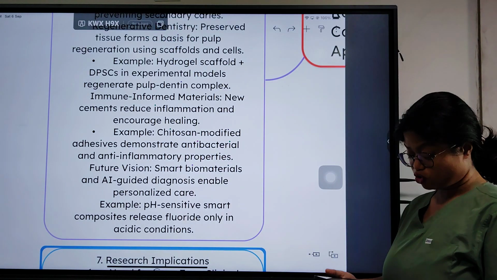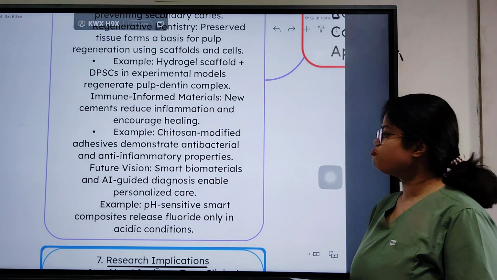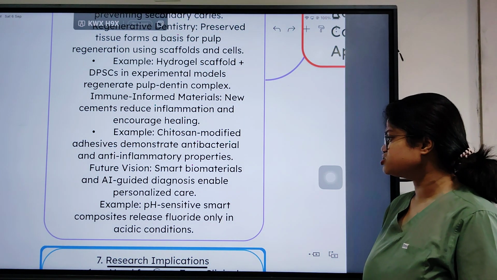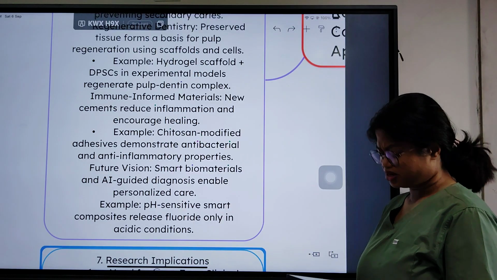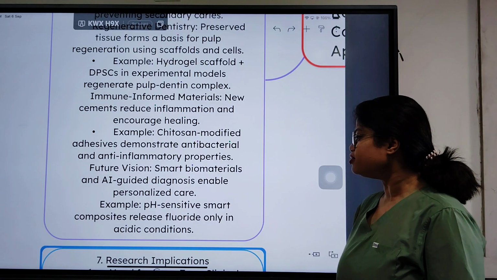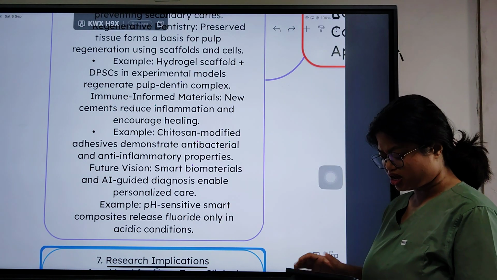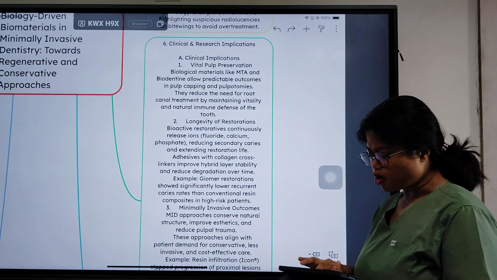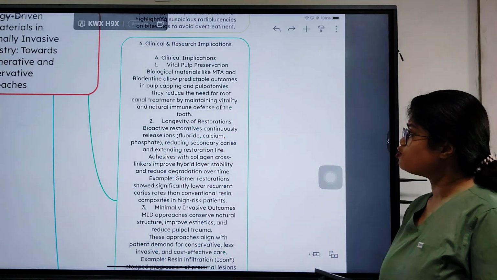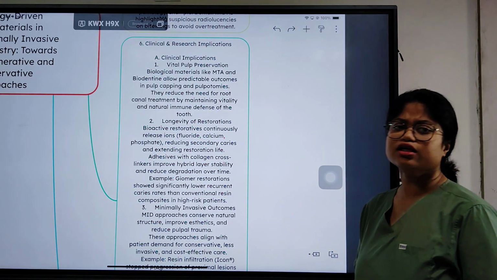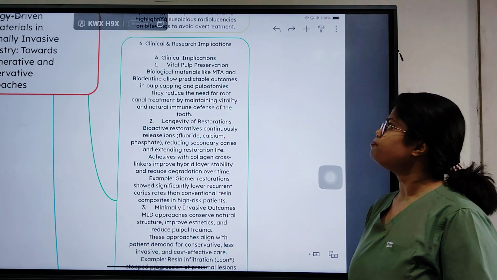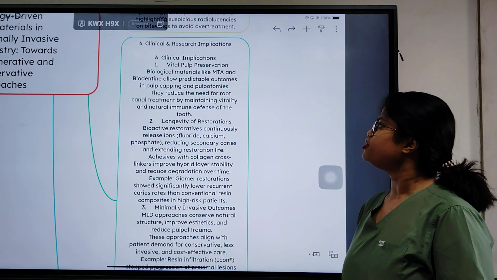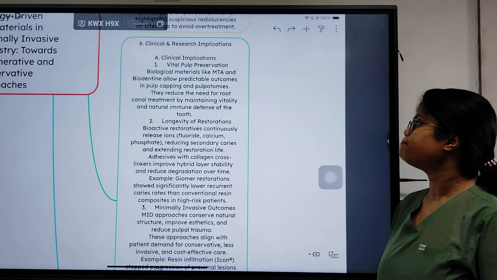The future vision of the use of these materials as an integrative biology technique is that smart biomaterials and AI-guided diagnosis can enable personalized dental care. pH sensitive smart composites release fluoride only in acidic conditions. These are being developed. So coming to the next part, what are the clinical and the research implications of these materials? First of all, in the clinical implications, vital pulp preservation materials like MTA and Biodentine allow predictable outcomes in pulp capping and pulpotomies.